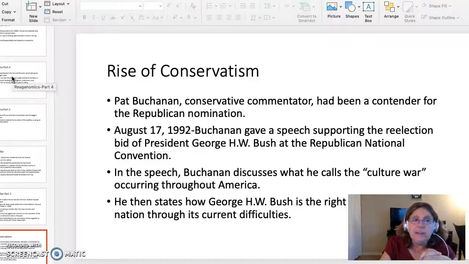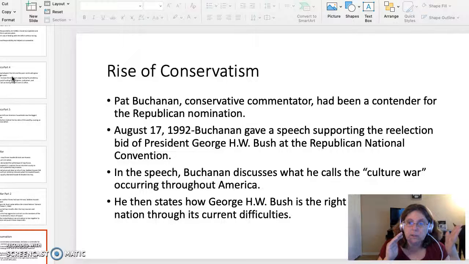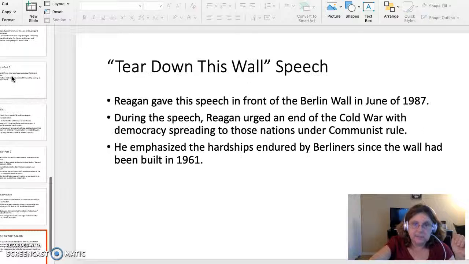Okay, the next topic you can go over is the rise of conservatism. Pat Buchanan, a conservative commentator, was a contender for the Republican nomination in 1992. Of course, he lost to President George H.W. Bush. August 17, 1992, Buchanan gave a speech supporting the re-election bid of President Bush at the Republican National Convention. In the speech, he discusses what he calls a culture war. What was the culture war he was talking about? What topics does he go over? He then states that George H.W. Bush is the right man to lead the nation through its difficulties.